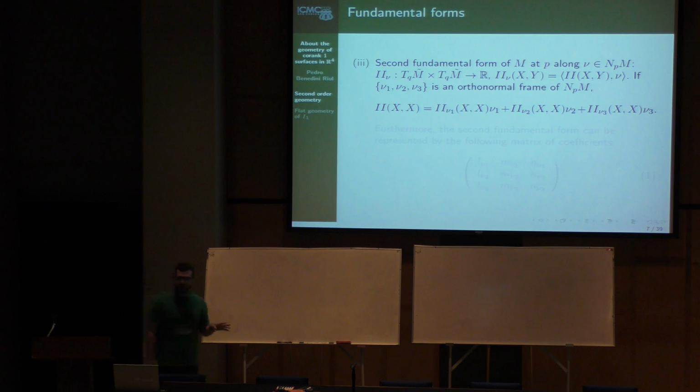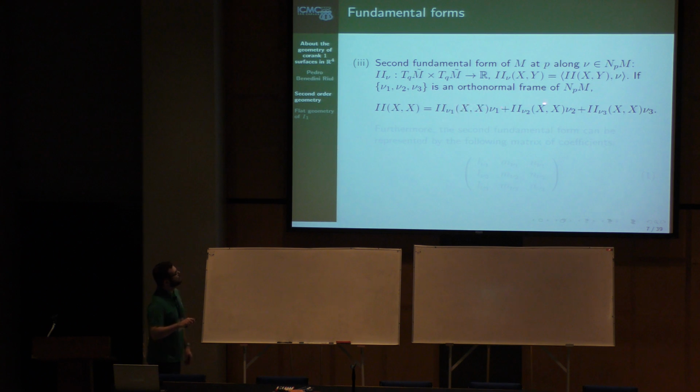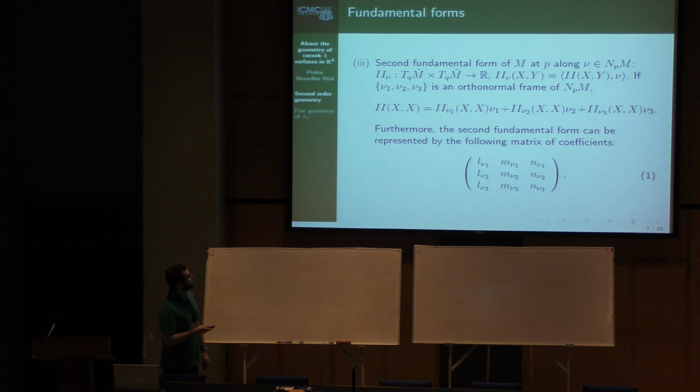Also, for every normal vector in NPM, we can define the second fundamental form along this direction, as we see here. And if we take an orthonormal frame of NPM, we can write the second fundamental form as a summation of the second fundamental form along each direction of the frame. And furthermore, taking this orthonormal frame, we can represent the second fundamental form as this matrix, that means the matrix of the coefficients.